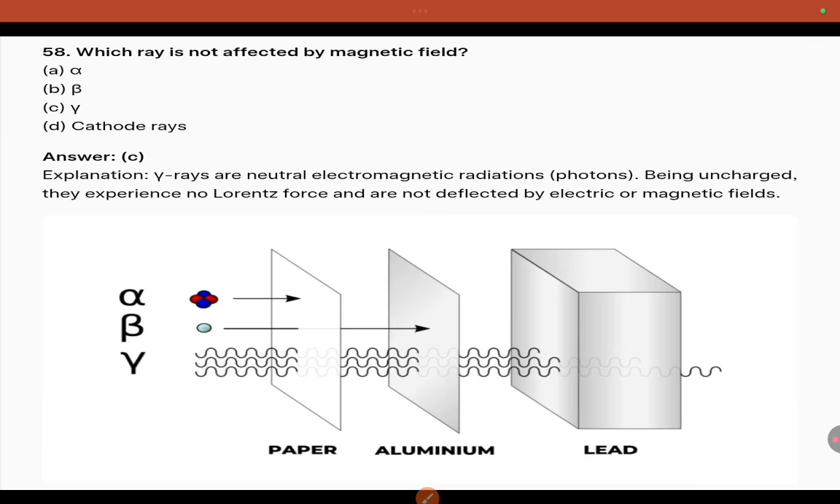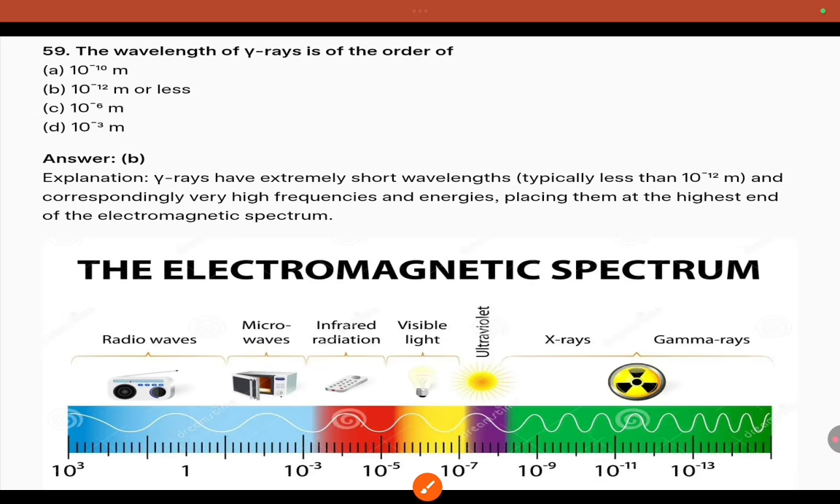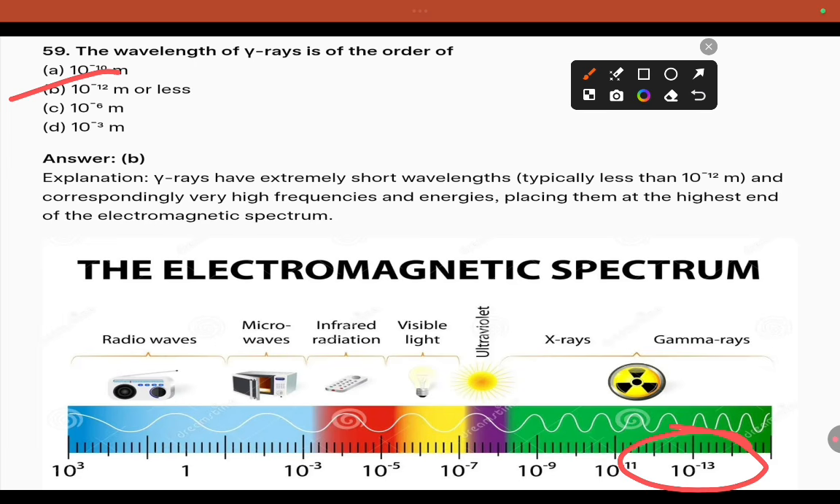So that is 58. Which ray is not affected by a magnetic field? That is obviously gamma rays, not deflected by an electric field. 59. The wavelength of gamma rays is of the order of what? As we know, wavelength is very short for gamma rays and maximum for radio waves. So we can see here, less than 10^-12 m. Gamma rays have extremely short wavelength, typically less than 10^-12 m, and correspondingly they have high energy and frequency.